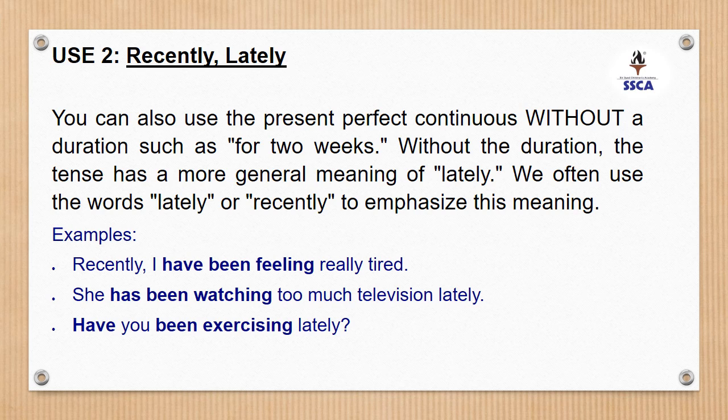For example, recently I have been feeling really tired. In example number 2, she has been watching too much television lately. In example number 3, have you been exercising lately? Here we are talking about the times that are recently and lately, but without the duration. These are also the present perfect continuous tense types.